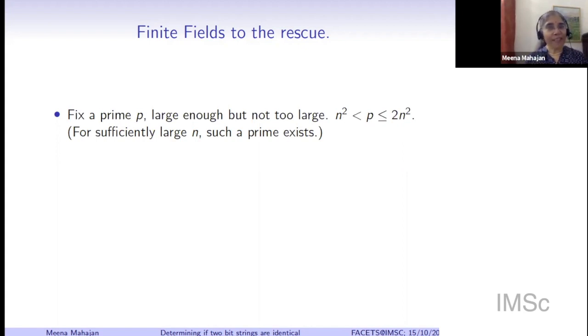Such a prime always exists. You know about the density of primes. There are lots of primes between every n and 2n. In fact, there's not just one. There are many. We'll pick any one.